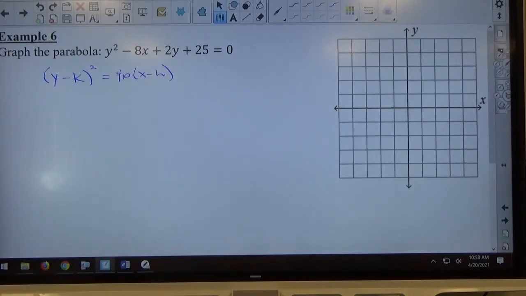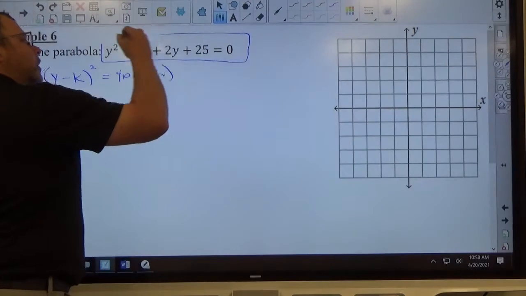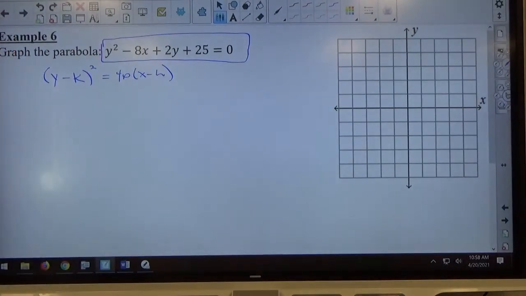The step-by-step process is what it was in example 5. We want to do separation, we want to complete the square, factor left, simplify right, and make the proper unsquared structure on the right-hand side. Okay, those are our 4 steps. So step 1, if this is my starting point here, what 2 terms are going to move to the right? Negative 8x and 25, right?